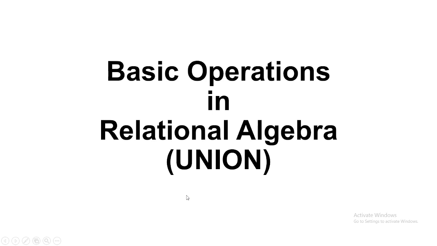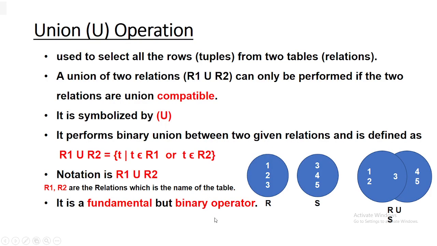In the last lecture, we have seen there are two main operations in relational algebra. These are basic or fundamental operations and derived operations. And to perform these two operations, we require set operators. So there are binary and unary operators. The union operation is performed using a binary operator.